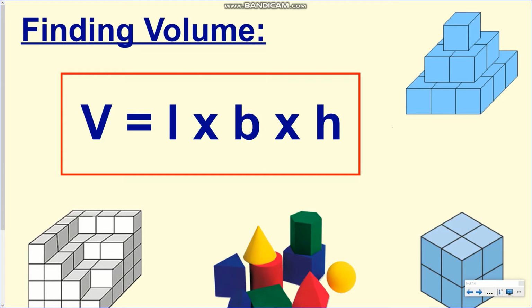Okay, the formula for finding the volume of a cuboid is this. Volume is equal to length times breadth times height. Whatever your distance from front to back, whatever your distance from side to side, whatever your distance up and down is, you multiply those 3 things together and you get the volume of the cuboid. Take a wee second to pause this video and copy that down into your notes just so you have a record of the formula for finding the volume of a cuboid.